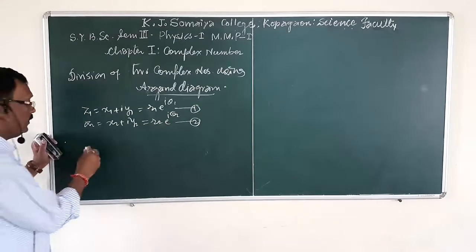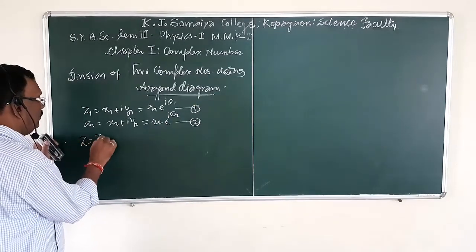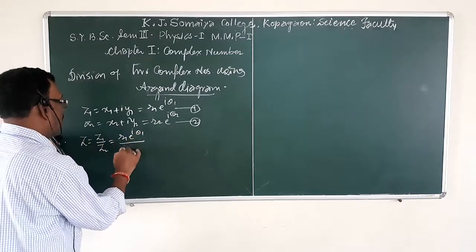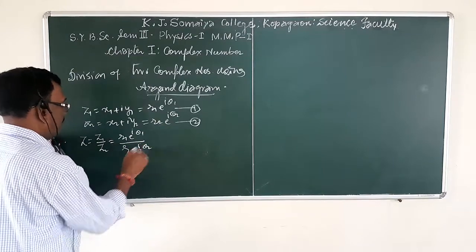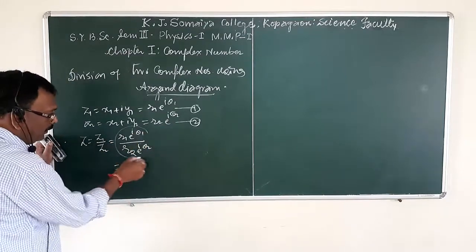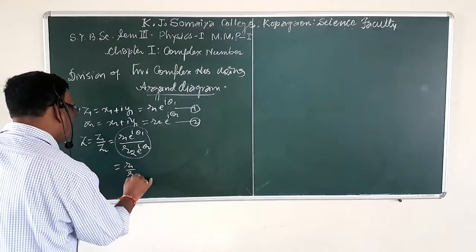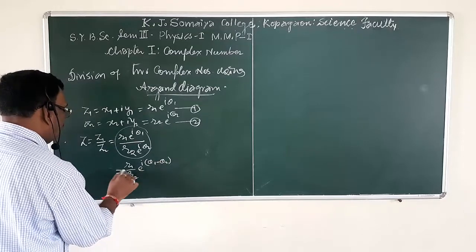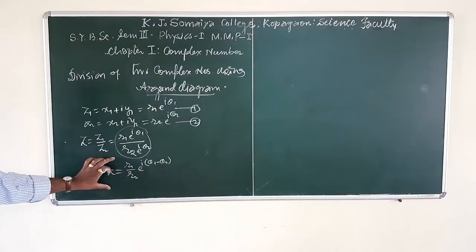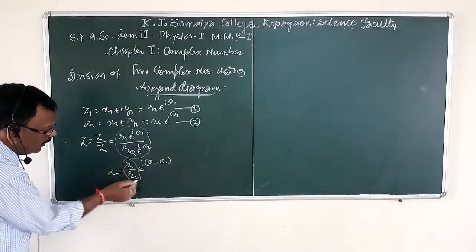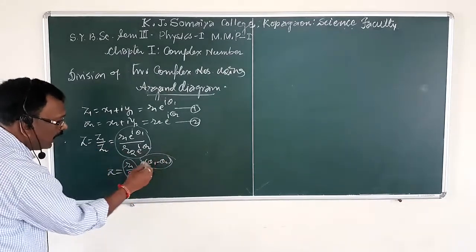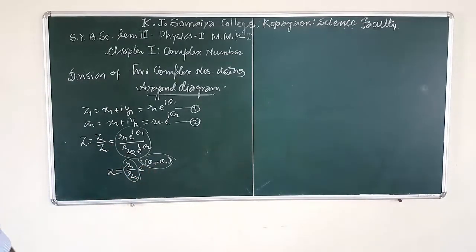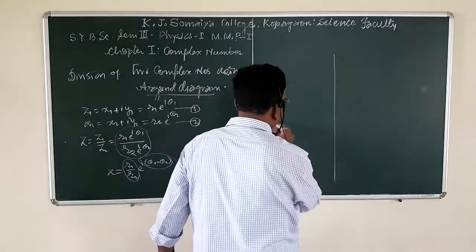When we take the division, we get Z = Z1 upon Z2, or we can write r1 e^(i theta 1) upon r2 e^(i theta 2). After simplifying this term, we get r1 upon r2 e^(i(theta 1 - theta 2)). This is the division of two complex numbers, in which this is the real part and this term gives the imaginary part. This can be represented on an Argand diagram like this.